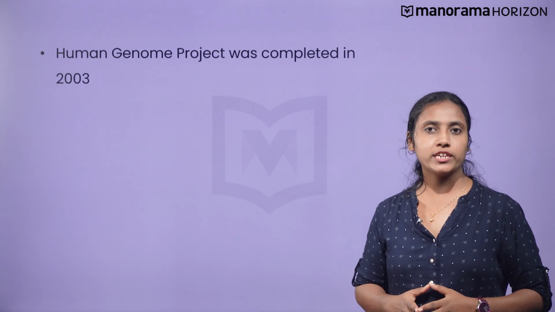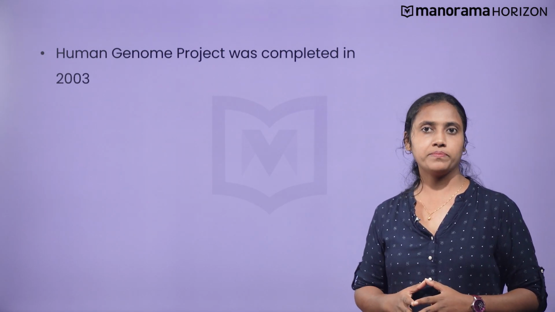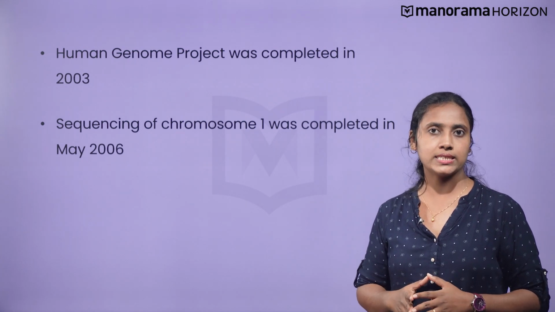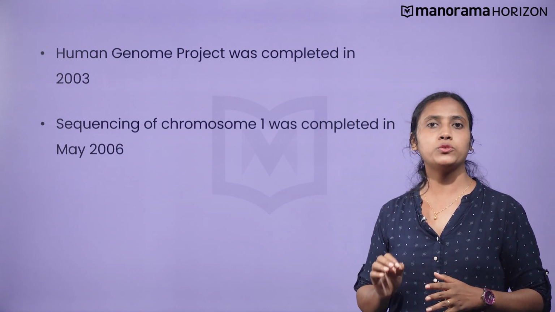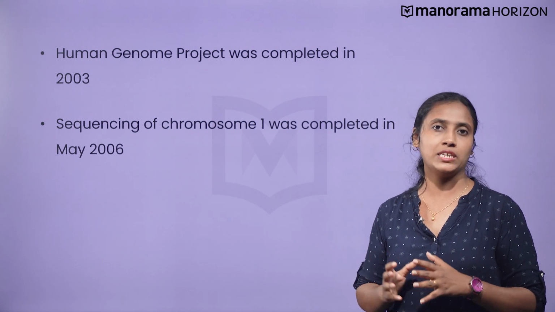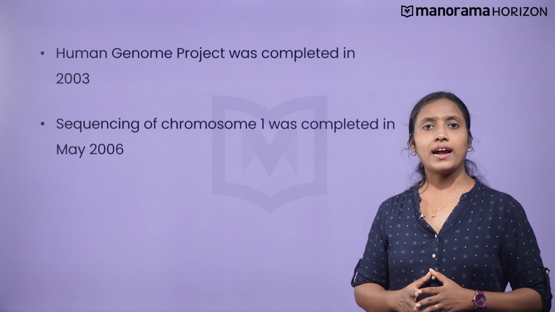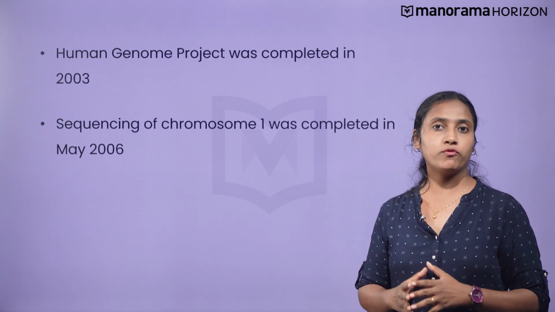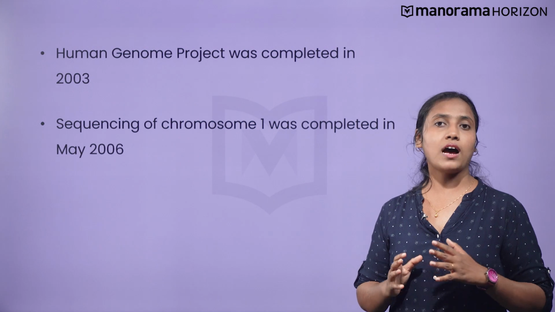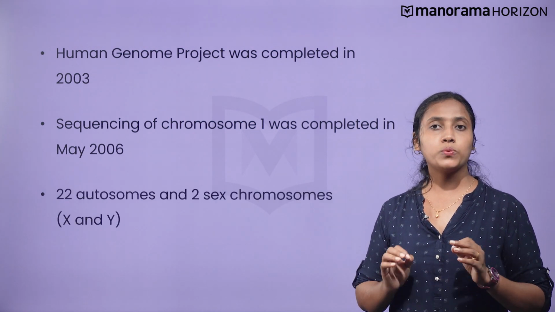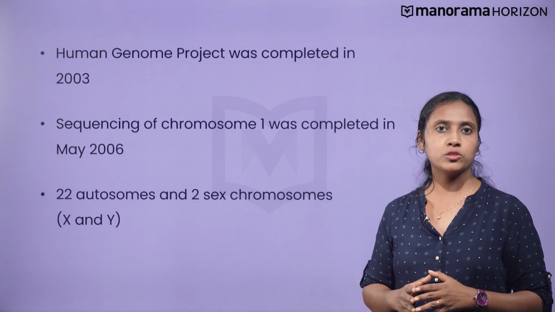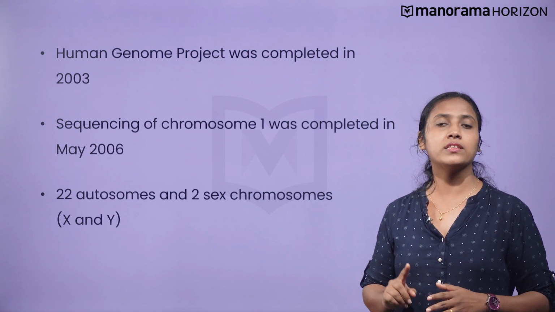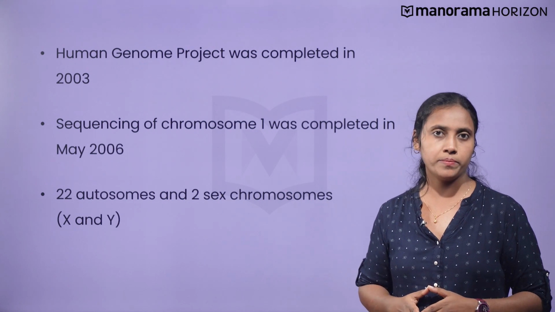The Human Genome Project got completed in the year 2003. But the completion of the sequencing of chromosome 1 was in May 2006. It was the last chromosome among the 24 chromosomes to complete its sequencing. You might think that a human genome consists of 23 chromosomes, so why were 24 chromosomes sequenced, right? The answer to this is very simple. 22 chromosomes were autosomes common to every set of the human genome. But the other two chromosomes were the sex chromosomes X and Y.